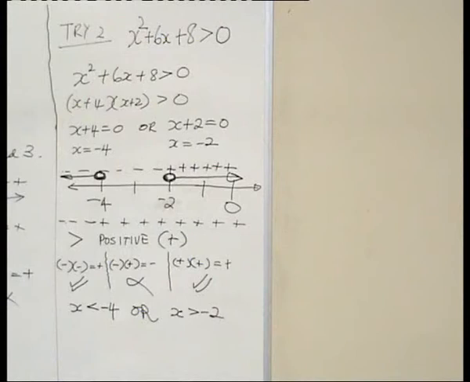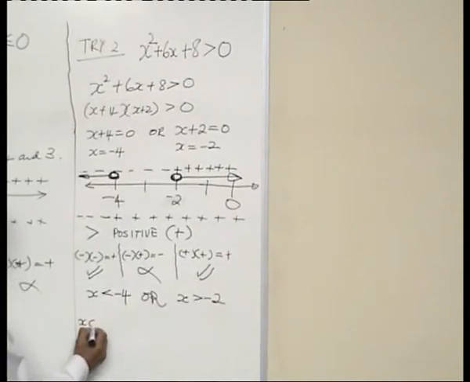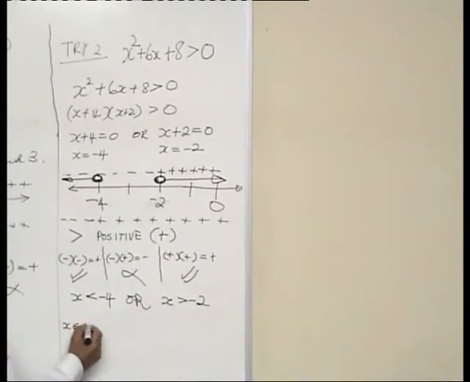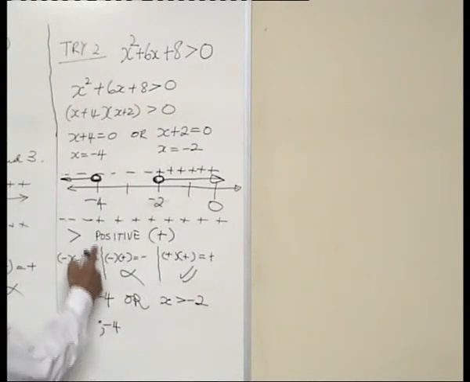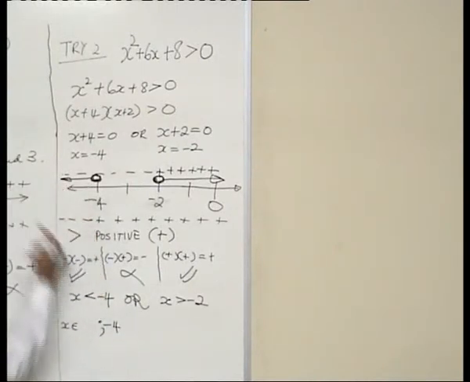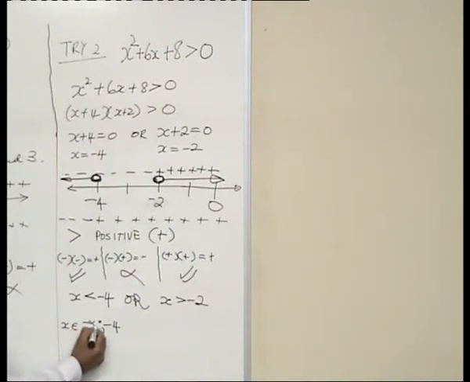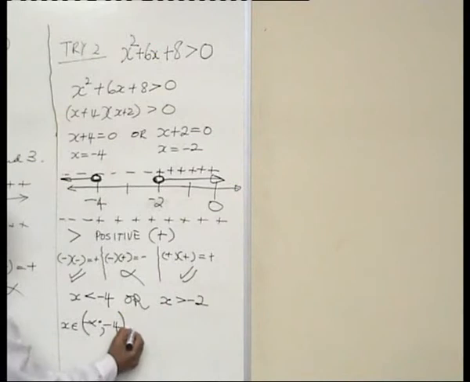Now this answer could also be written in interval notation like this. X is an element of. Now the answer is going from minus infinity to minus 4. So that's a sign for minus infinity. And when you got infinity, you use a round bracket. When you want to exclude 4, you use a round bracket. And then for or, you use the sign union.